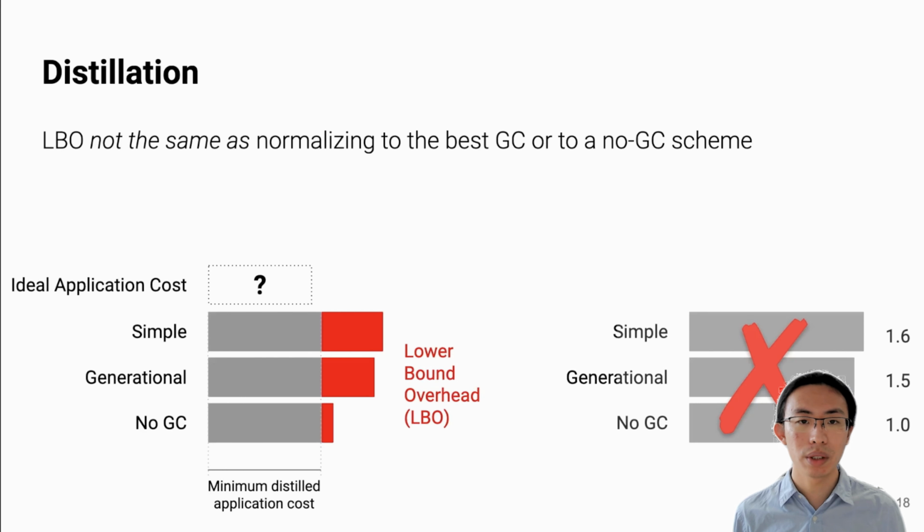It is important to note that elbow is not the same as normalizing to the best GC or to no GC. A simple normalization, as shown on the right, only tells you how different GCs compare. However, on the left, elbow reveals the GC cost, even including the cost of no GC due to its bad locality. So, we apply this methodology to the production garbage collectors in OpenJDK 17, the latest long-term support release. Let's look at how these collectors fare.